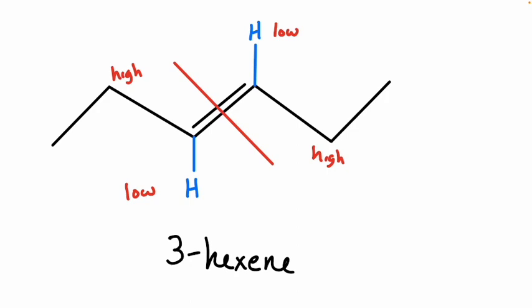So my two high priority groups are on opposite sides, so this would be which stereochemistry? E. And just like our chirality, it goes in parentheses out front, and then a dash to the rest of the name.